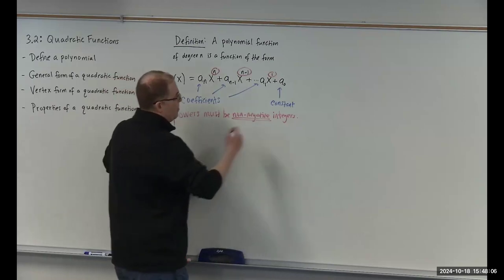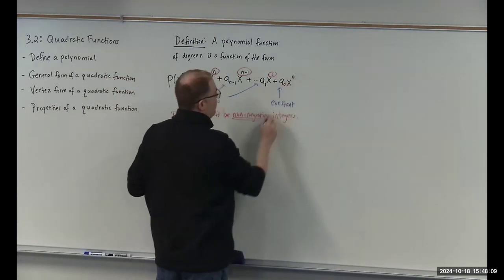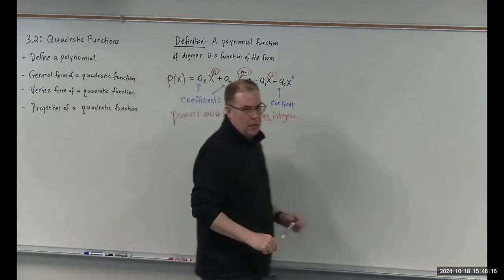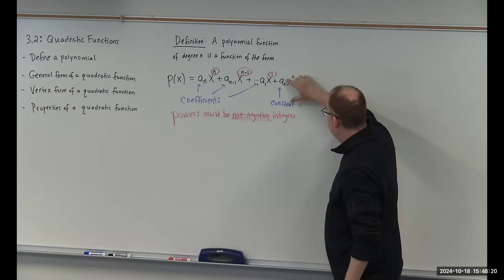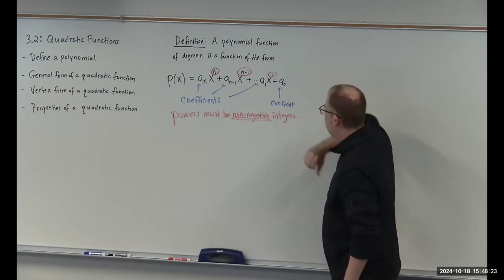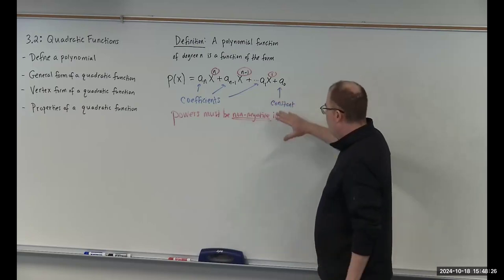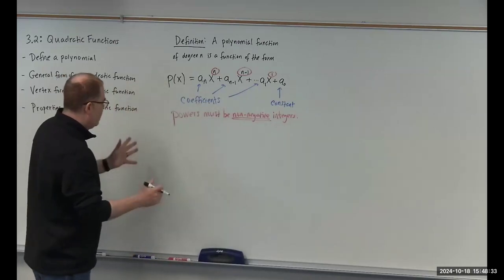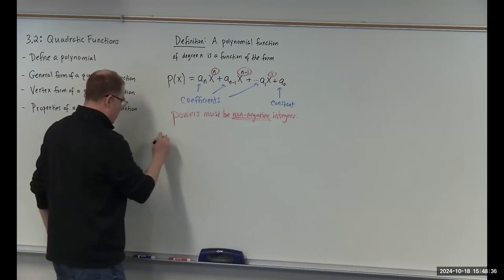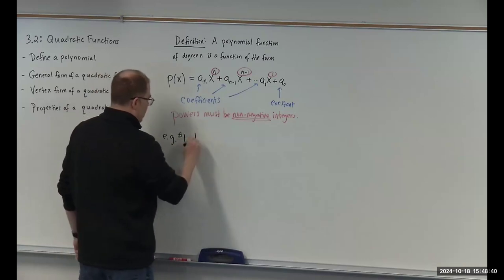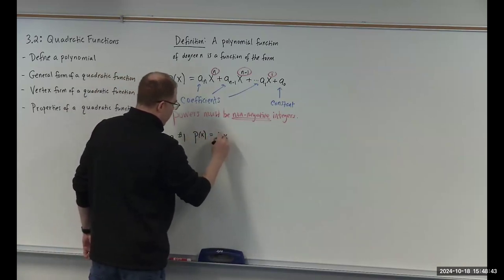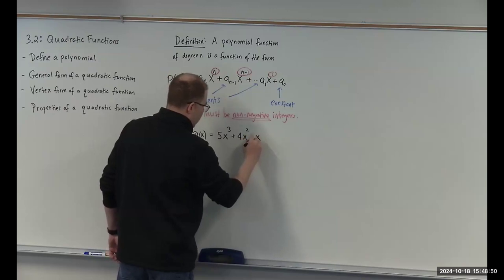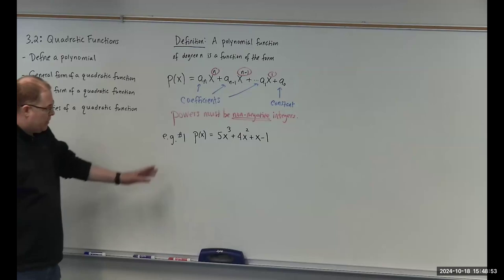So for example, this last term out here, we can think of this as a sub zero x to the zero power. Now, x to the zero power is just one. So normally we don't write it like this, but this is understood to be one. All right, so all the powers must be non-negative integers. So let me just go through some examples here of polynomials. So for example, let's say we have 5x to the power 3 plus, say, 4x to the power 2 plus x minus 1. All right, so everything looks good here.